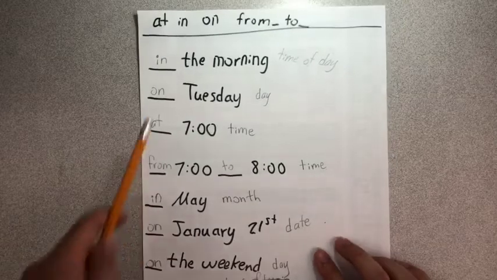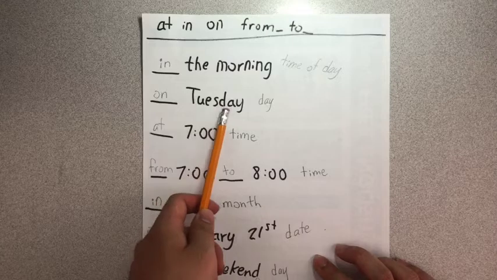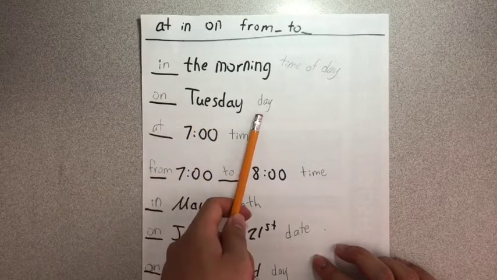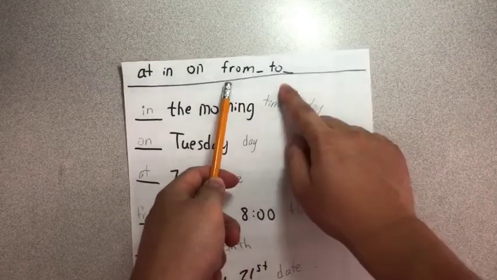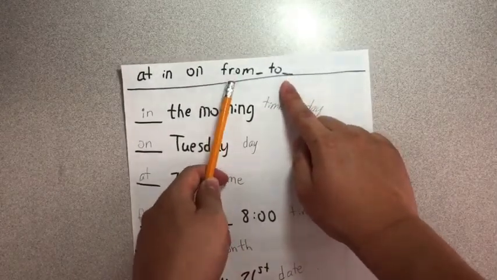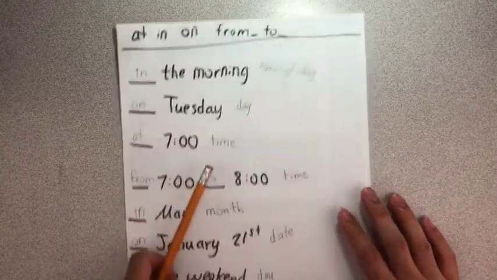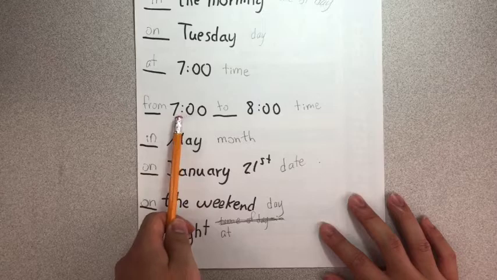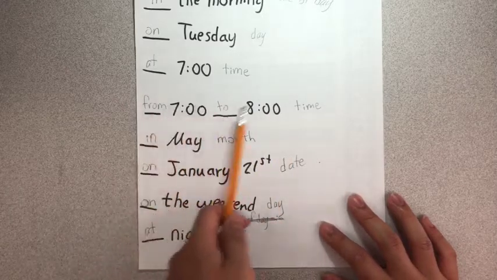Another way to use "on" is on days. So Monday, Tuesday, Wednesday, Thursday, Friday are days. We use "on." From... to. From... to is easy because you need two times that are the same. So we say this is a time and this is a time. So we say from 7 to 8.